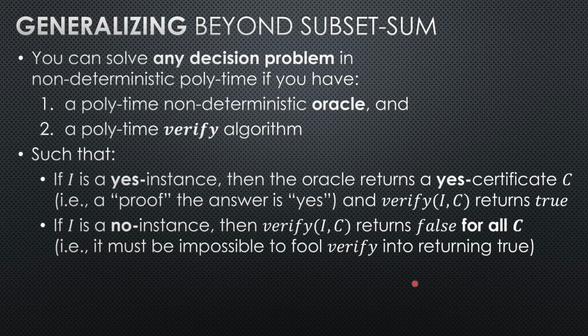Because remember, verify's job is to look at the certificate and say, is this a valid proof that the answer is yes? If it's not a valid proof that the answer is yes, you return no, right? So if the correct answer is no, then it should be impossible for the oracle to give you a valid proof that the answer is yes. Right? If the answer is no, it can't give you a proof the answer is yes. So when you compare the certificate C against your input, you'll be able to figure out this is not a valid proof that the answer is yes, so I can return false. So if I is a no instance, you must return false, no matter what the certificate is. Okay?